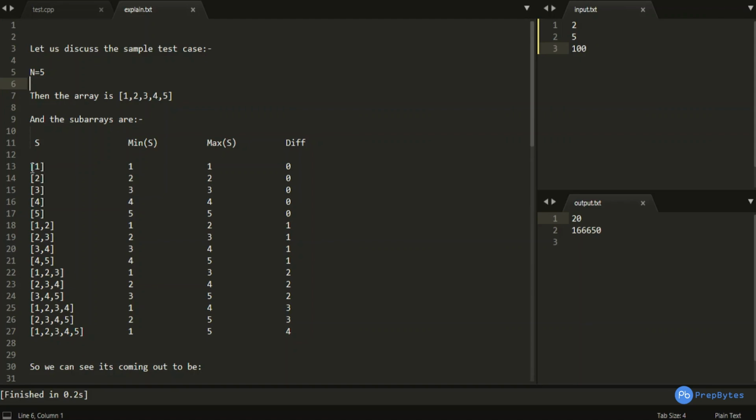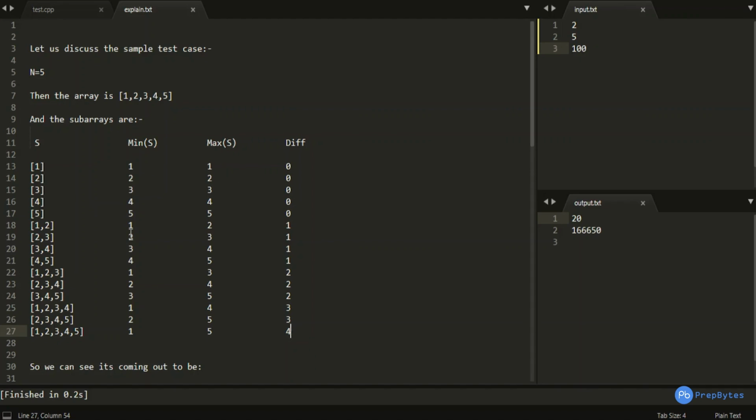We can see that the contribution of all the single sized subarrays is 0, all the two sized subarrays is 1, and all the three sized subarrays is 2, and all the four sized subarrays is 3, and all the five sized subarray, which is nothing but the array itself, is 4. So let us look at these particular numbers closely. So for single size subarrays, the minimum and maximum values are the same, so the contribution is 0.